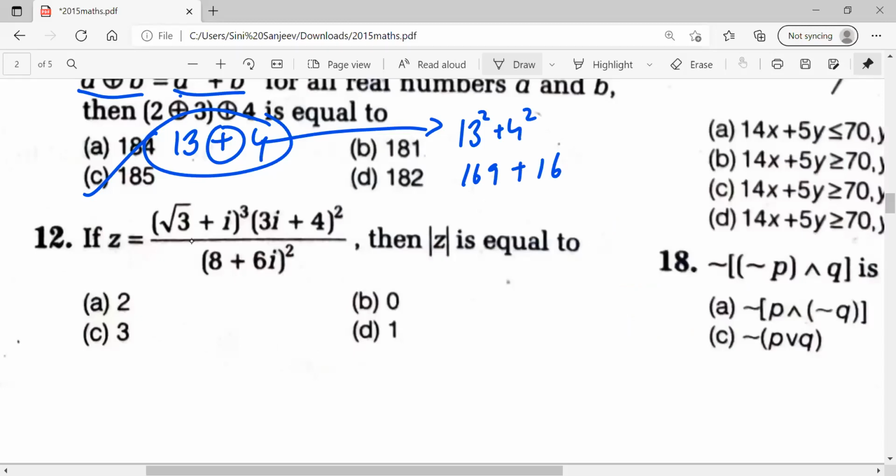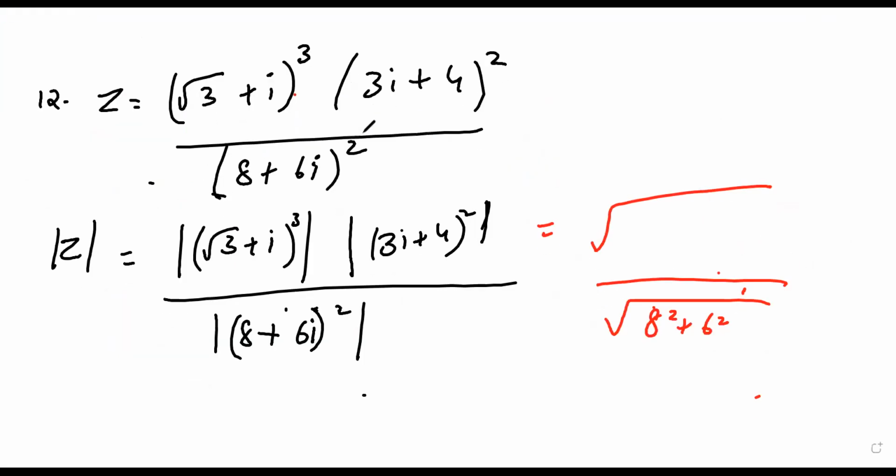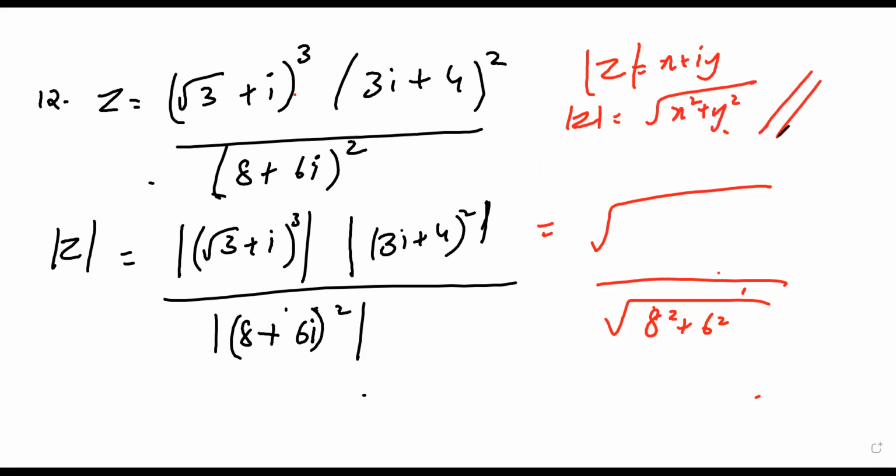Mod in the sense what is it? Mod is root of. See, those who don't know what mod is, for example, z is equal to x plus iy. What is mod of z meaning? Mod of z is equal to root of x square plus y square. Is it clear for everyone? This is the formula I'm using. I'll just erase this here so that you won't get confused. This is the trick which I'm using here. That's it. z is equal to x plus iy, mod of z is equal to root of x square plus y square.